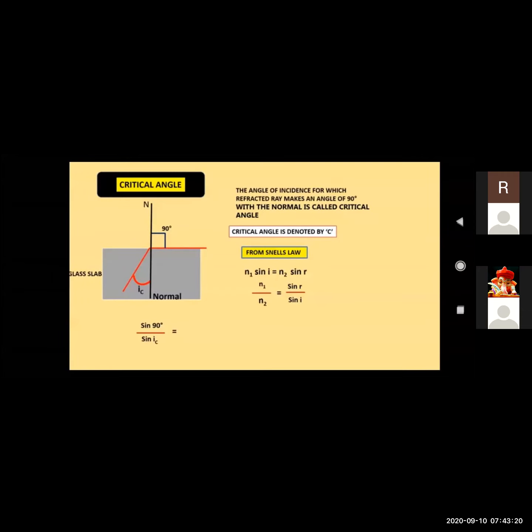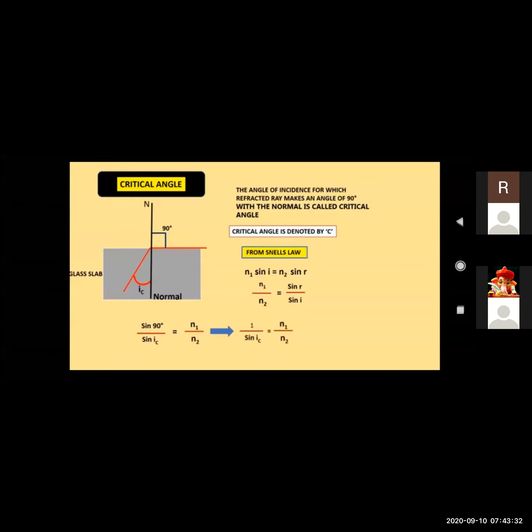So below case 2, you can see that at a certain angle of incidence the refracted ray makes an angle of 90 degrees with the normal. This angle of incidence is called the critical angle. In case 3, that angle I is to be called the critical angle. Now here, below the four lines, the critical angle is denoted by the letter C.